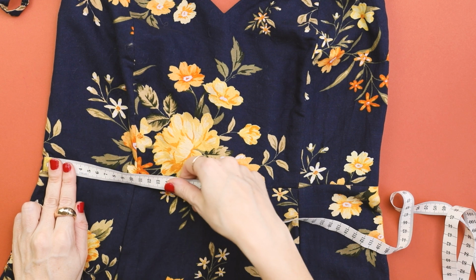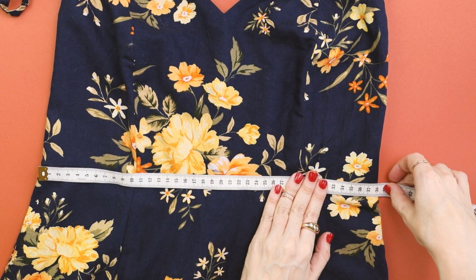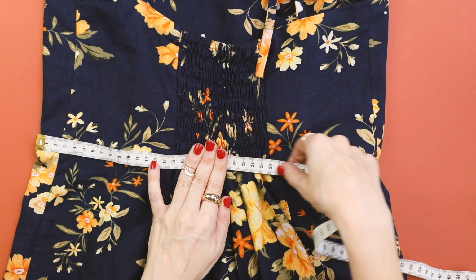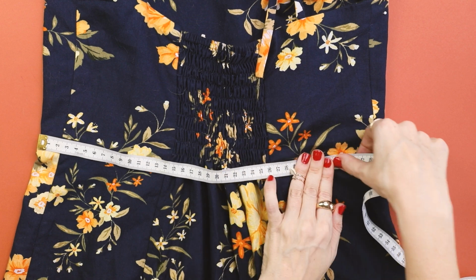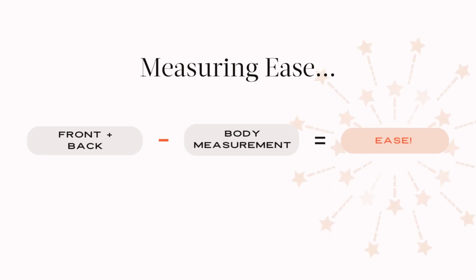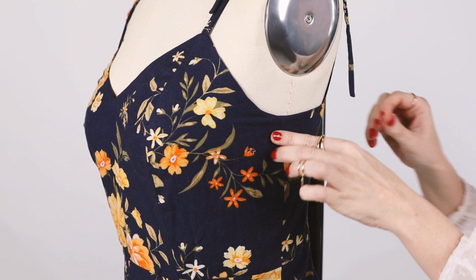Then, using your soft measuring tape, measure across the front and back side of the garment. Here we are measuring the waist, which is easy to identify due to the waist seam. Add both measurements together, then subtract your body measurement, and you have your ease. As we have learned, stretch clothes will have a negative ease, and woven or non-stretch clothes will have a positive ease.